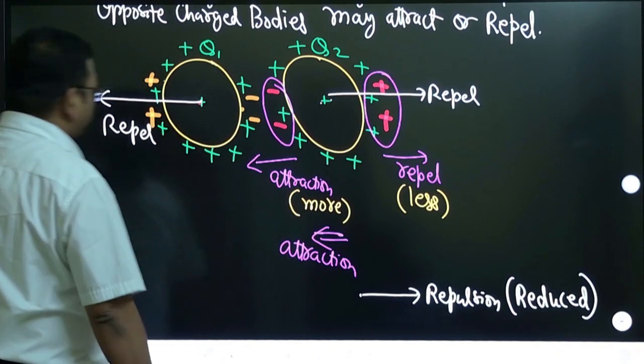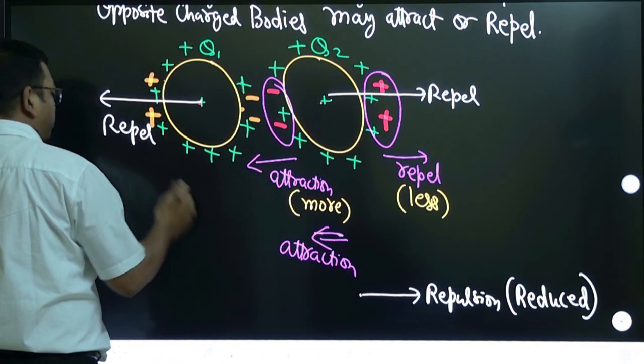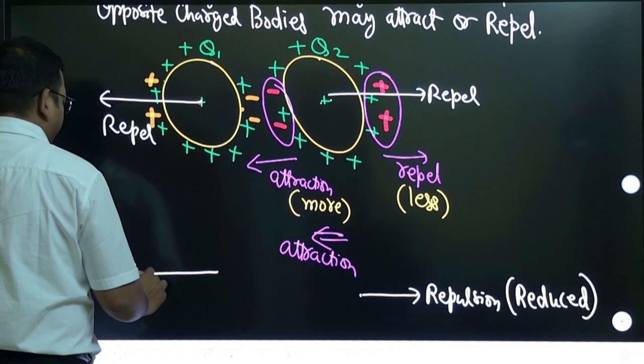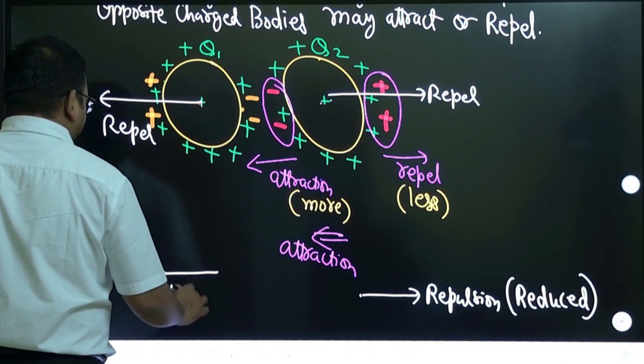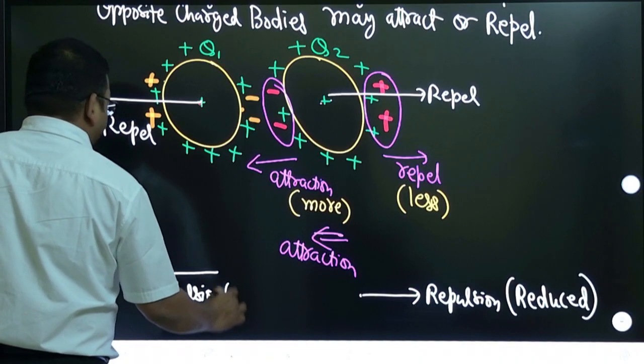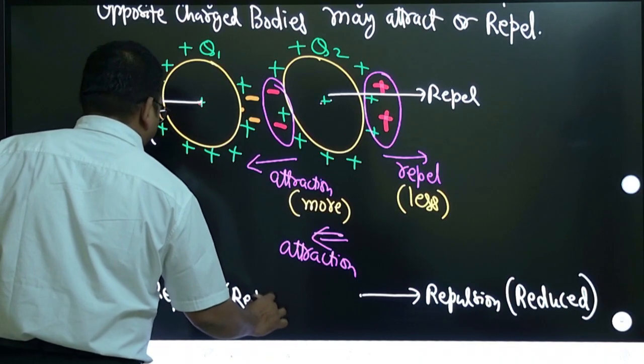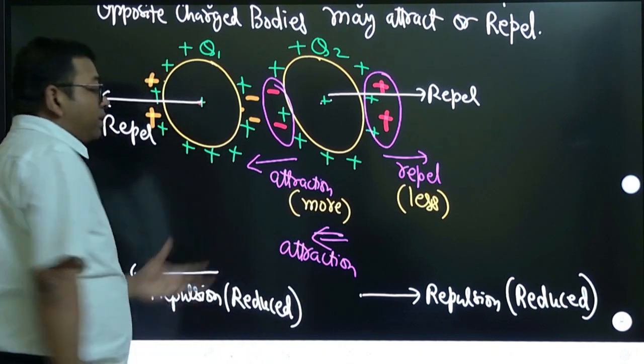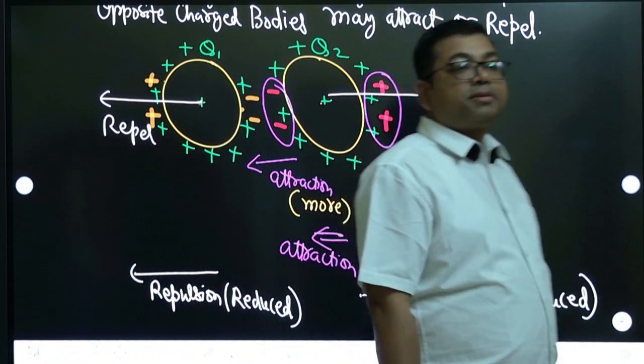Similarly, this body is also getting the same way. You can also do it like that. This body will also get repulsion, but repulsion will get reduced. Are you understanding this fact? Yes.